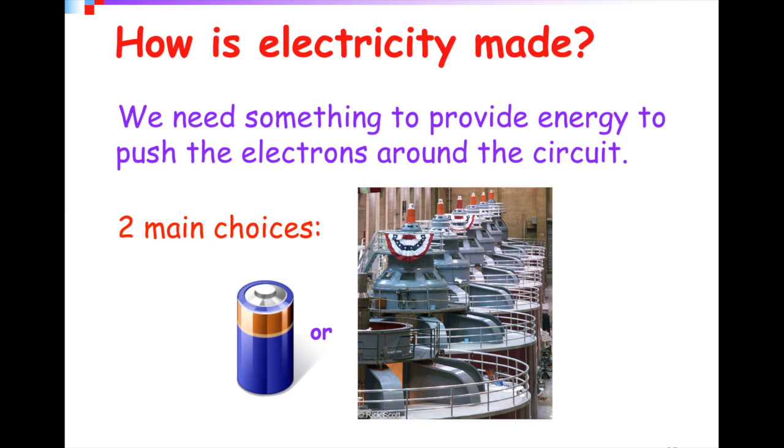How is electricity made? Actually, we need something to provide energy to push the electrons around the circuit. In these pictures, we have two main sources. The first one on the left is just a battery, and we know the battery is a kind of source for electricity. The right one is a huge generator found in a power plant.